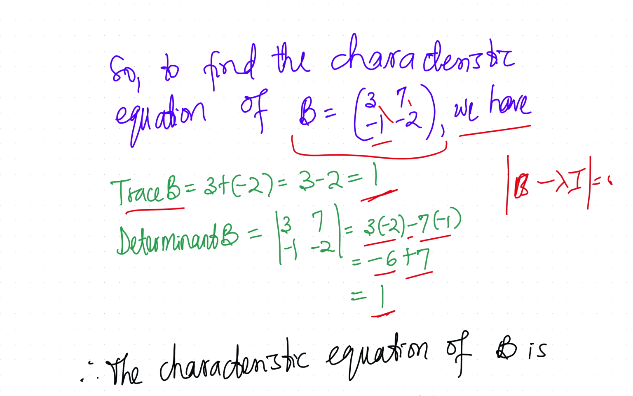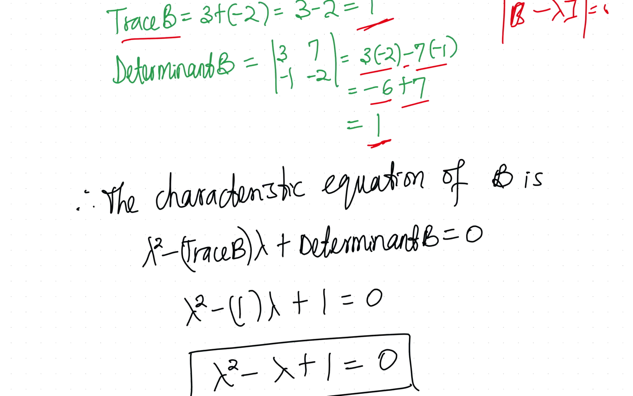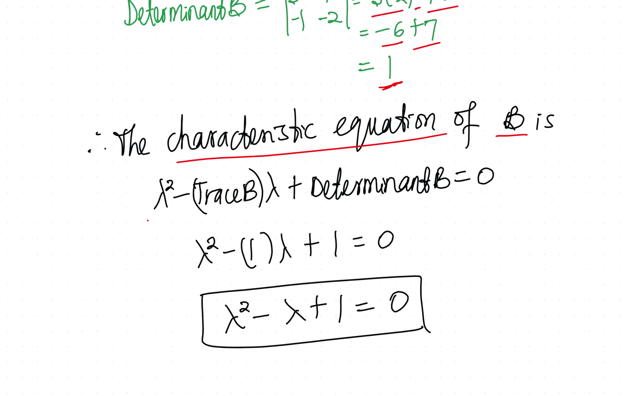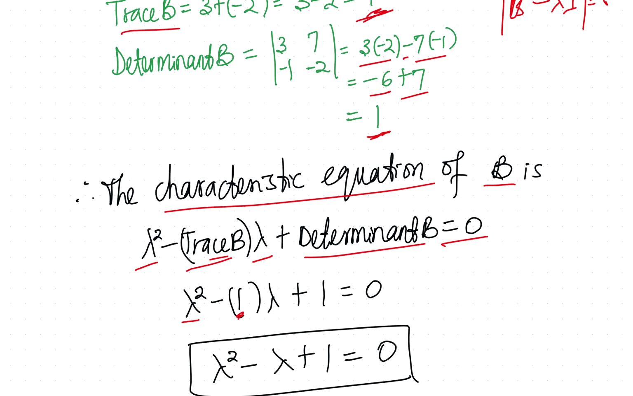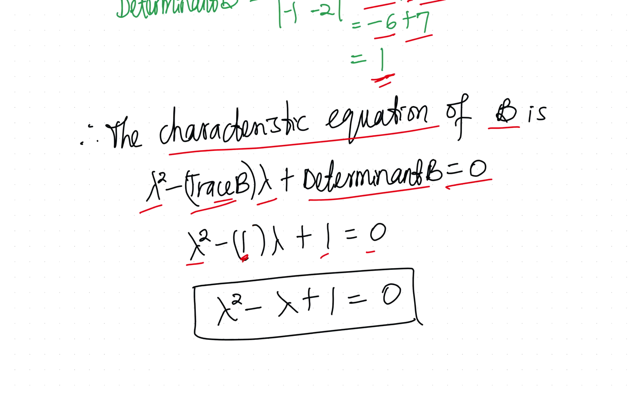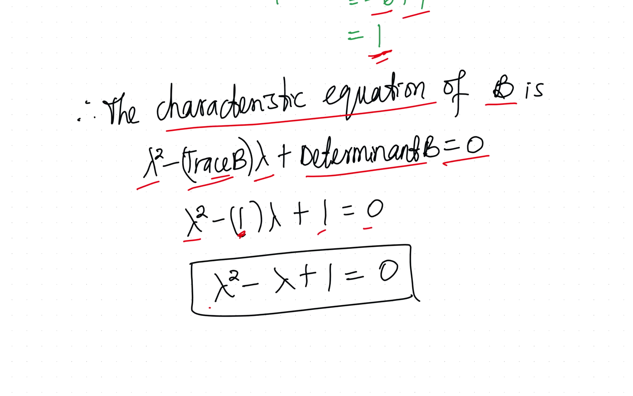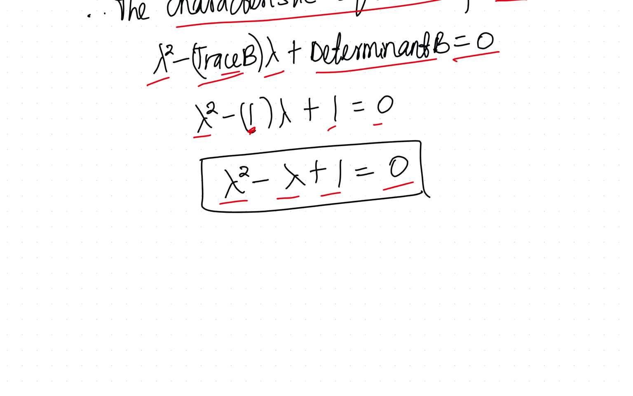So you can easily get the characteristic equation. The characteristic equation of B now is lambda squared minus trace B times lambda plus determinant of B, which is equal to 0. So you have lambda squared minus the trace of B, which is 1 like we found, then plus the determinant of B, which is also 1, and all of that is equal to 0. So the characteristic equation of matrix B is simply lambda squared minus lambda plus 1 equals 0. Easy peasy. So instead of going through all the stress, you can just do this and you'll be fine.